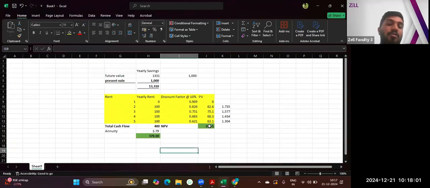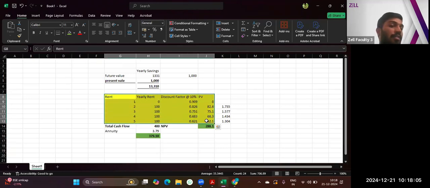Okay. These two have to always tally. If you get confused in the exam, use this table. Go year on year. Nothing wrong in that. You're not losing any marks. This is very basic. This is a little advanced.